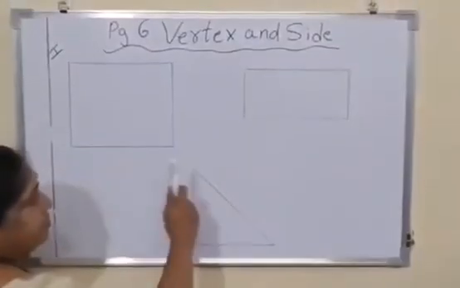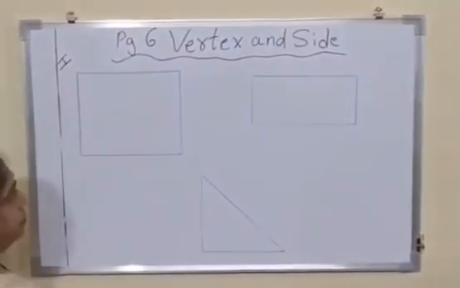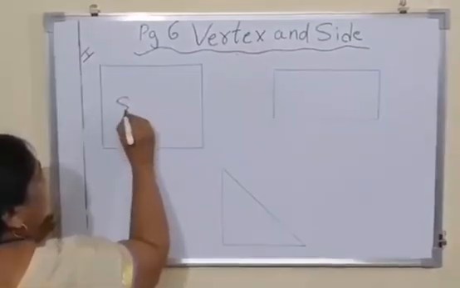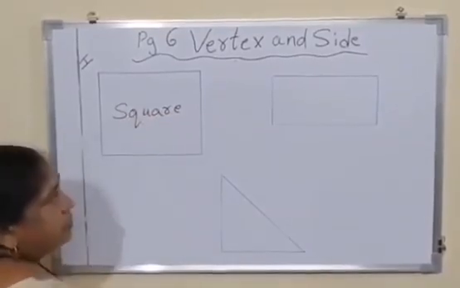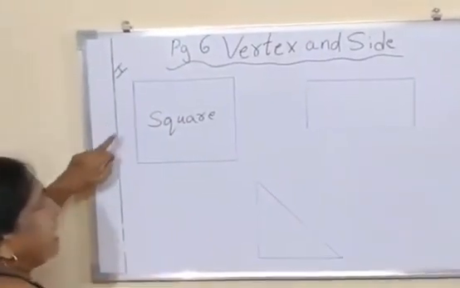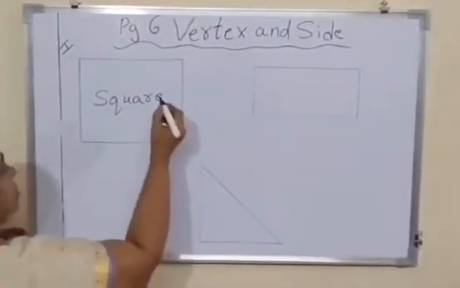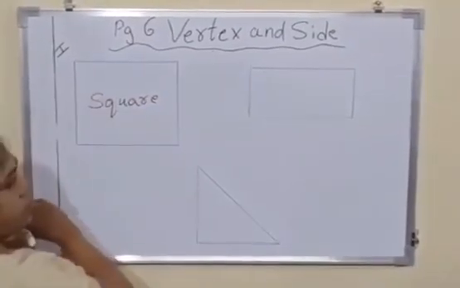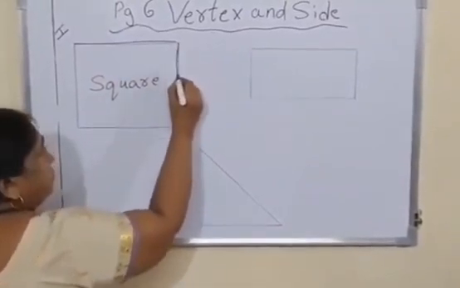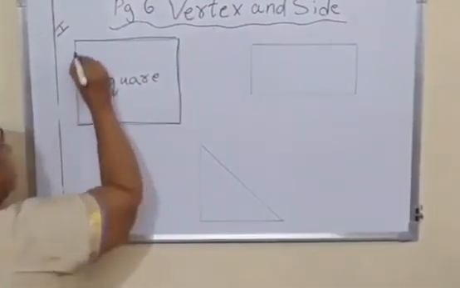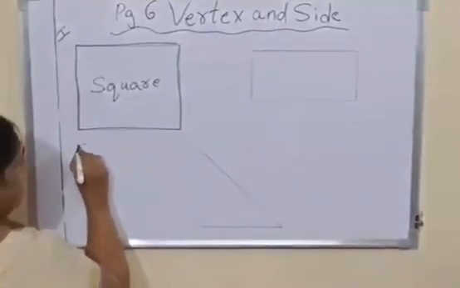Children, now on the board you can see some figures over here. Let us take the first figure. What figure is this? This is a square. As we saw in the video before, a square has 4 sides. Now let us move around and count the sides of the square. This is 1, this is 2, this is 3, and this is 4 sides. So the square has how many sides? 4 sides.